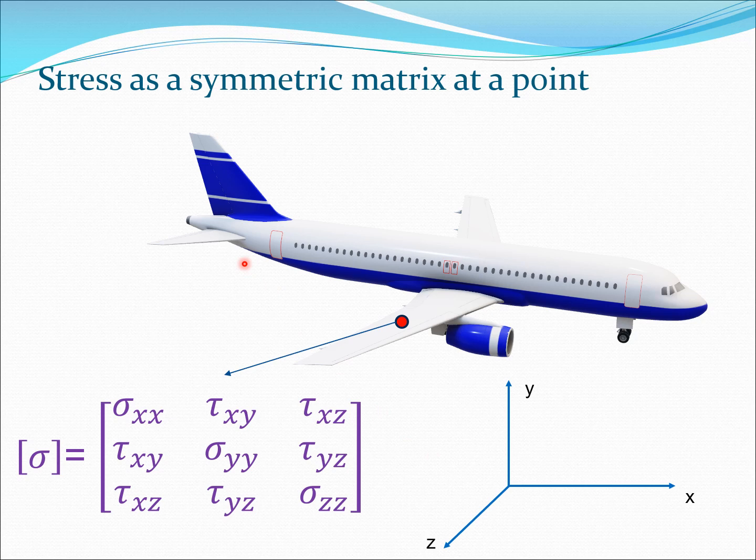Now, in the previous few lectures, we looked at the stress state at a given point. So if we look at an aircraft, if we look at any point on the aircraft, then associated with that point is a stress matrix. So the stress matrix has 9 components, but fortunately for us, the matrix is symmetric. Therefore, we end up with 6 components. So it's a symmetric matrix.